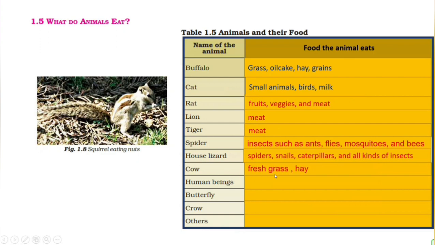Next is cow, which eats fresh grass or hay. Human beings eat both plants and meat. Then comes the butterfly. It drinks sweet nectar from the flowers. Then a crow eats a mixture of plants and animals, and there are other animals eating different food items.